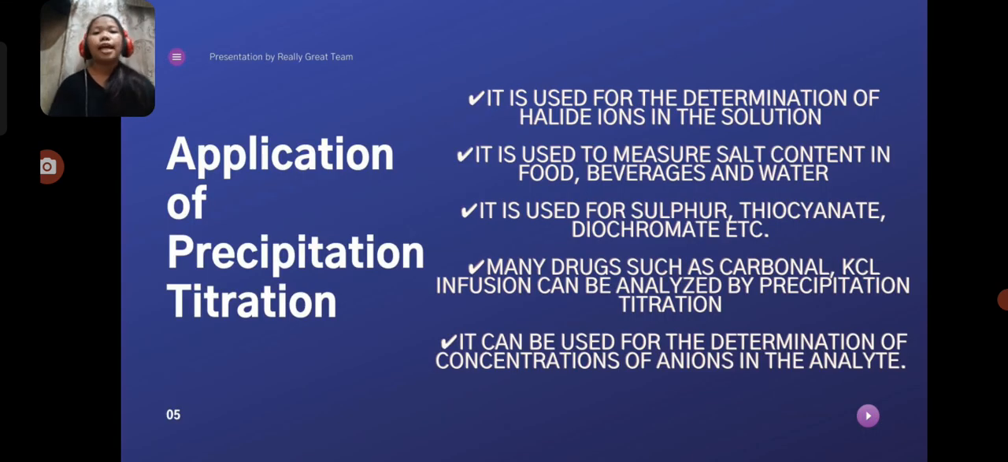So the last one is the applications of precipitation titration. So first is it is used for the determination of halide ions in the solution. Next to that is it is used to measure salt content in food, beverages, and water. It is used for sulfur thiocyanate, dichromate. Many drugs such as carbonyl, KCl infusion can be analyzed by precipitation titration. And last is it can be used for the determination of concentration of anions in the analyte.